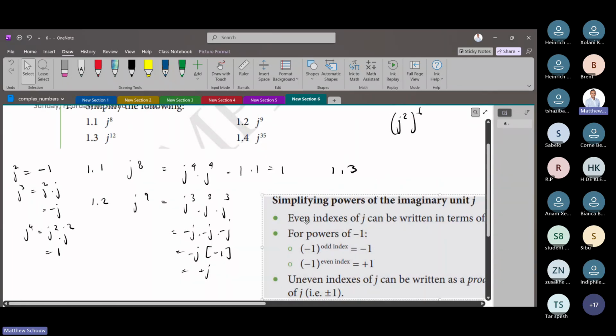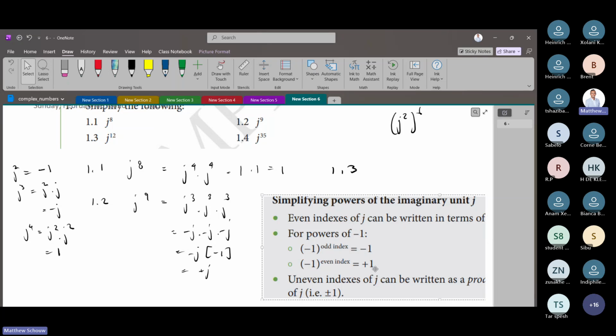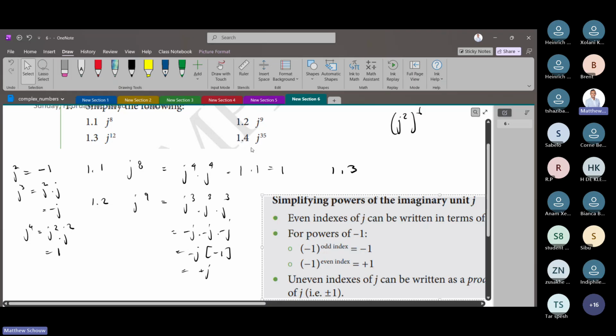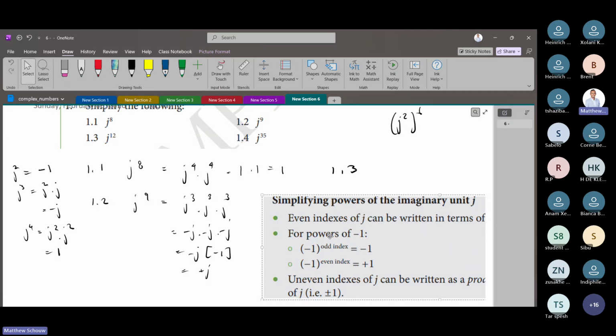So you see what I mean here? -1 with an odd index will give you a negative number. -1 with an even index will give you a positive number. If you know your math, it should be all right. So I kind of stick to that. For J35, we could go J squared and then 17. Can we do that? If you're using this over here. Always work with J squared, it's just so easy. You could do J cubed, you could do J4. It's entirely up to you.